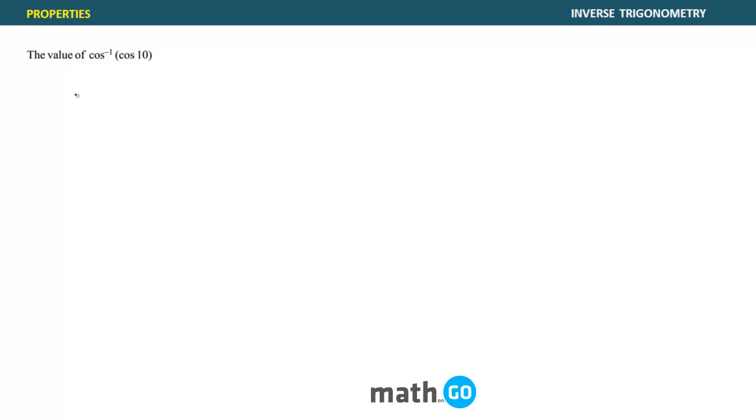It says find the value of cos inverse cos 10. So first of all, what is this 10? 10 is not in degrees, remember. If nothing is written, I'll take this as radian measure, right? So the answer is not equal to 10. For it to be 10, it should have lied in the range of 0 to pi, and we know pi is something like 3.14. So it is way beyond the range, so 10 should not be the answer.